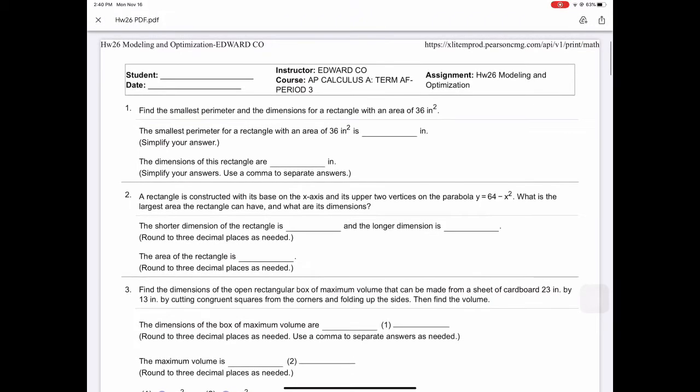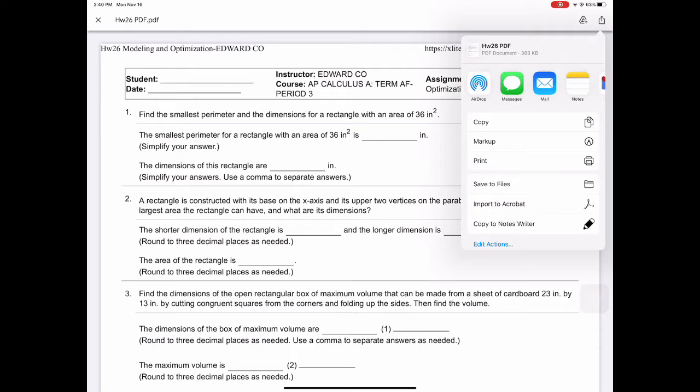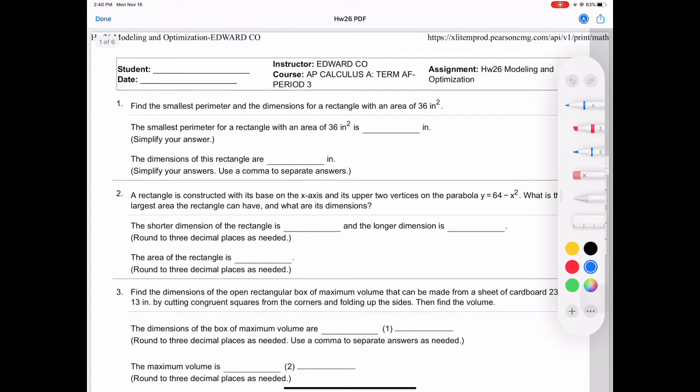Hi everyone, I'm going to go ahead and go through all these questions that were on homework 26. I'm going to help you set it up. I'm not going to solve it, but I'm going to help you set it up because I know that could be slightly confusing, especially when it comes to these types of optimization questions where there's actually a situation.